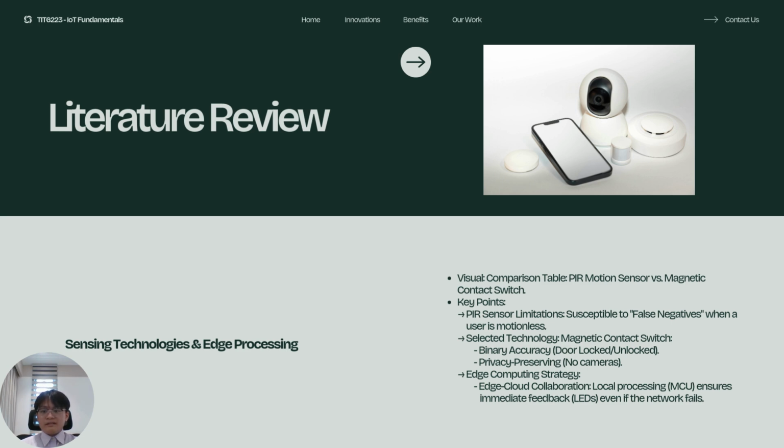System reliability depends entirely on sensor choice. While passive infrared motion sensors are popular in literature, our review found that they suffer from a critical limitation, which is false negatives. If a user sits motionless inside a stall, a PIR sensor often reports the stall as empty, leading to embarrassing errors. So to solve this, we select magnetic contact switches. This provides binary accuracy by detecting the mechanical locking of the door rather than human movement. It is cost-effective and crucially non-invasive to privacy.